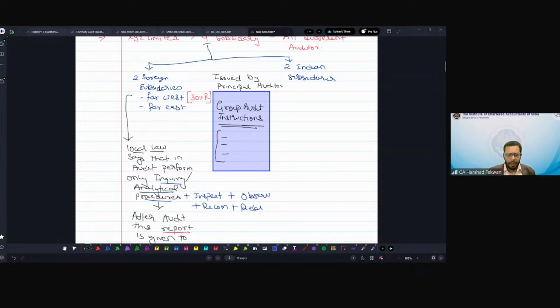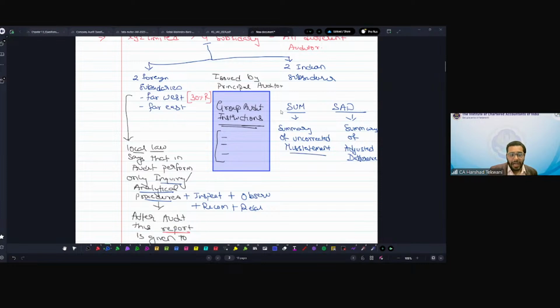Usually, I'm not sure whether any of you have heard, but these reports are known as SUM and SAD reports. SUM is your summary of uncorrected misstatements, and SAD is nothing but summary of adjusted differences. These are some terminologies which are actually used in practical life in the case of group audits.